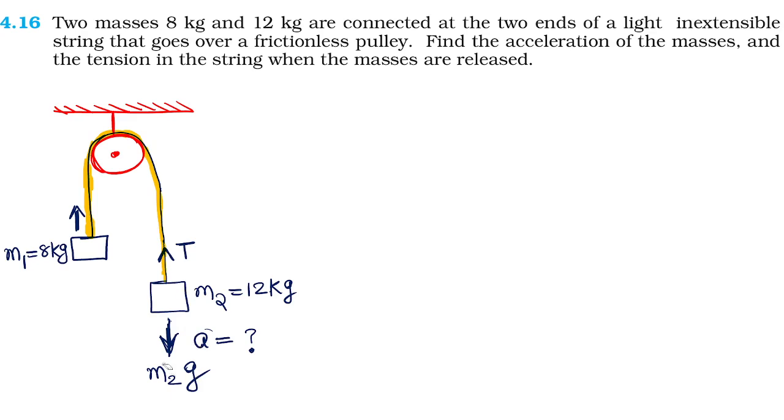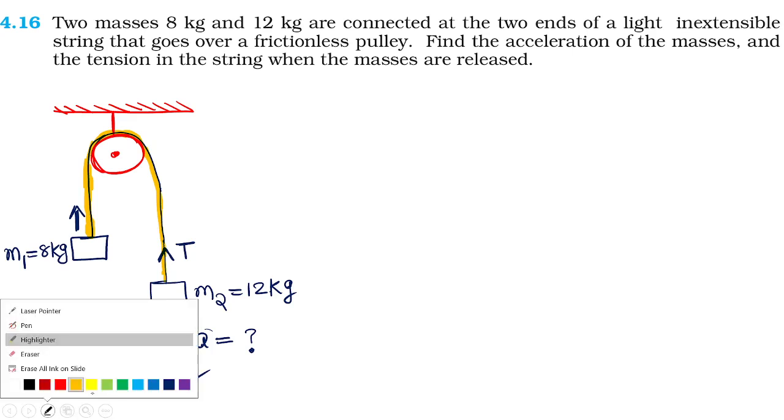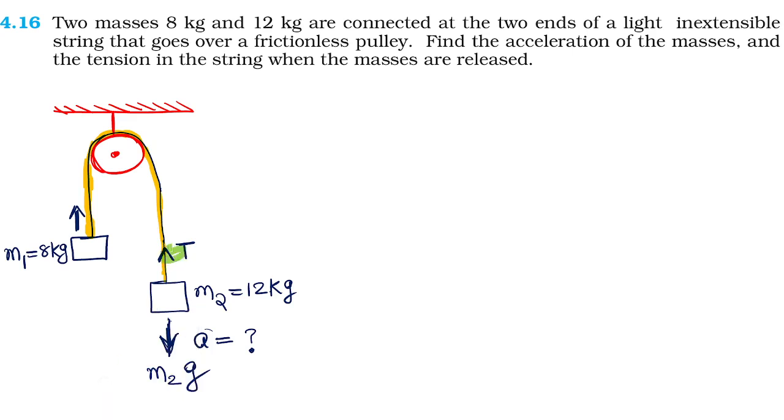So what are the two forces acting on M2? One force is the tension. Another force is M2G, the force exerted by the earth, I mean weight. The tension is there. No other force is experienced by M2. Only two forces. What is the net force?